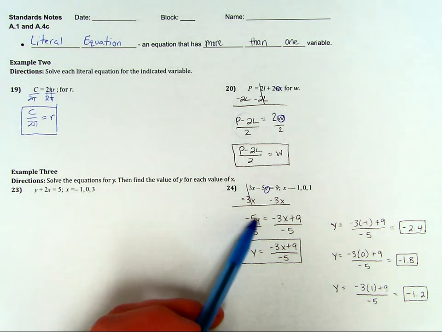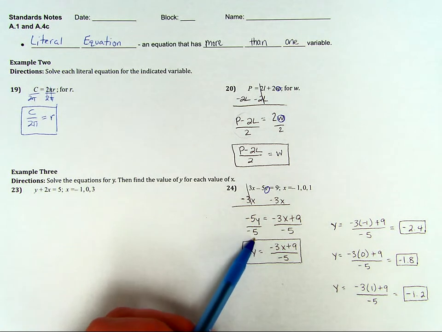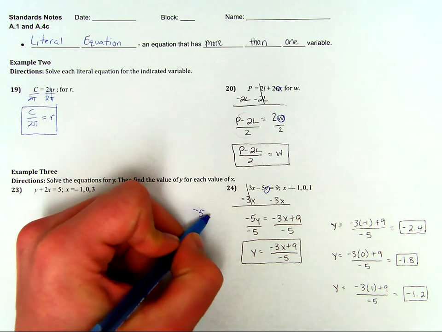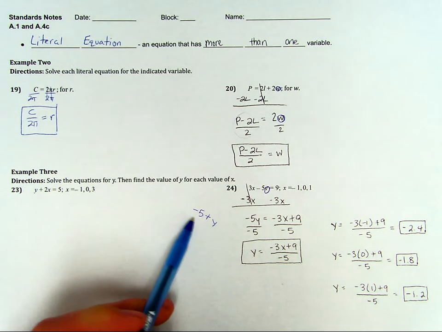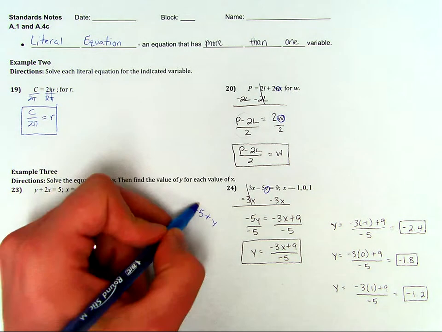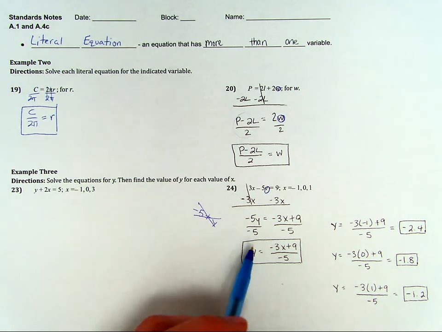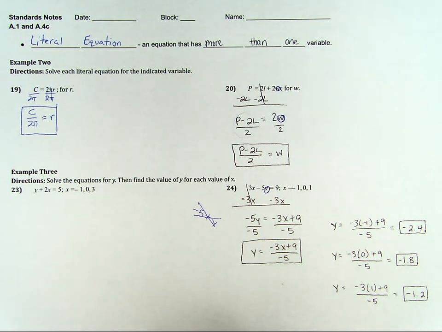In order to get rid of our negative 5 here, we need to divide by negative 5. Notice that we're not adding. This did not say negative 5 plus y. If it did, then we would add the 5. But this number and variable here are multiplied, so opposite of multiply is divide. We're going to divide by negative 5, and we're going to get y equals negative 3x plus 9 divided by negative 5. Okay, now this looks messy.